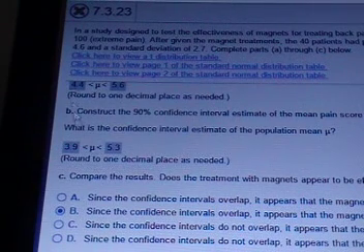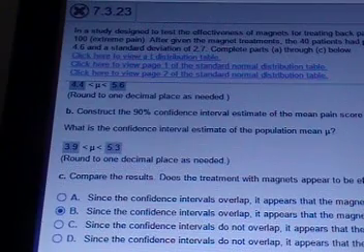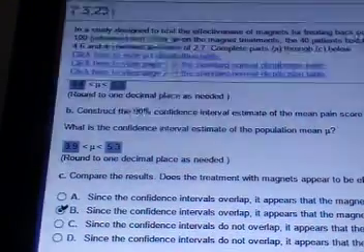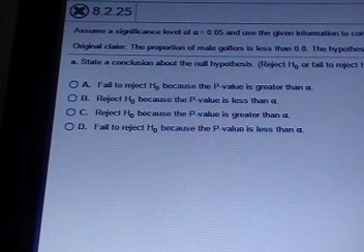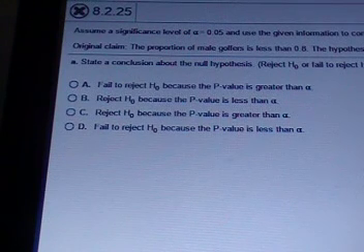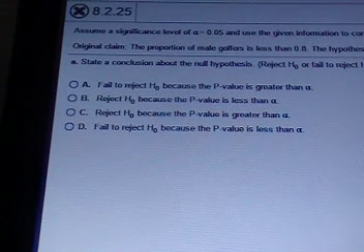From 4.4 to 5.3, which is most of both intervals, they're overlapping each other. So that means either average could end up being higher. And if the magnets are going to make a difference, we would need them to have a significantly higher average, and they don't. So that's kind of another way of doing a hypothesis test, is looking at confidence intervals. They kind of tell you the same thing.